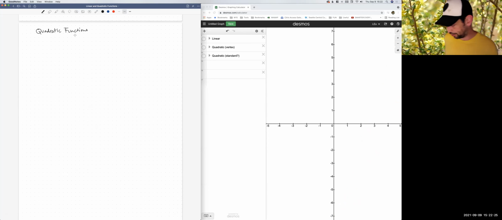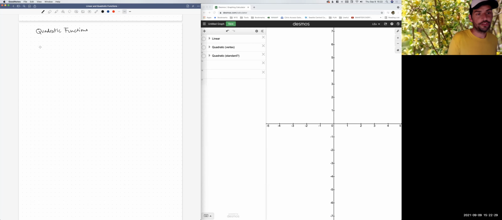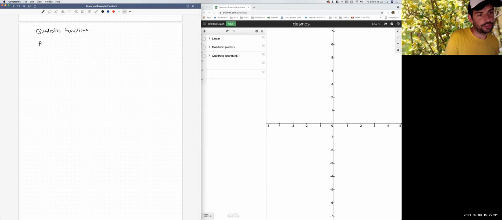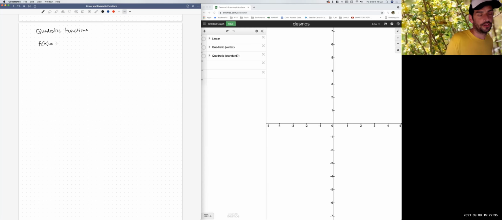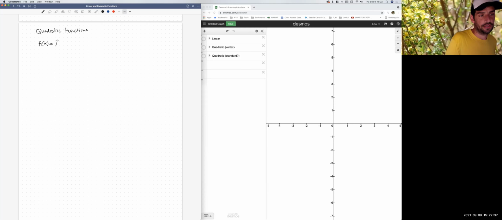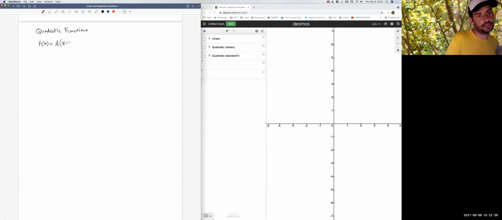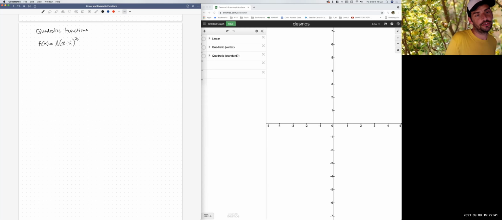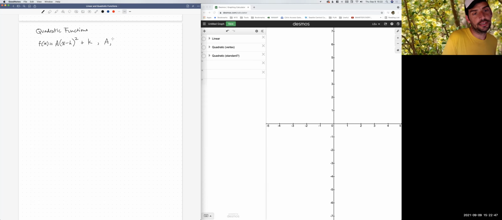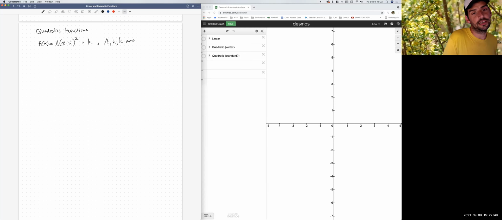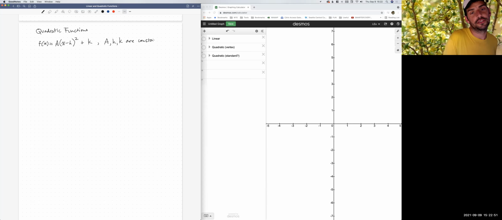So in a quadratic function, there's a couple of ways we can write a quadratic function. So let's start with this: f of x equals a(x minus h) squared plus k. Here, a, h, and k are constants.